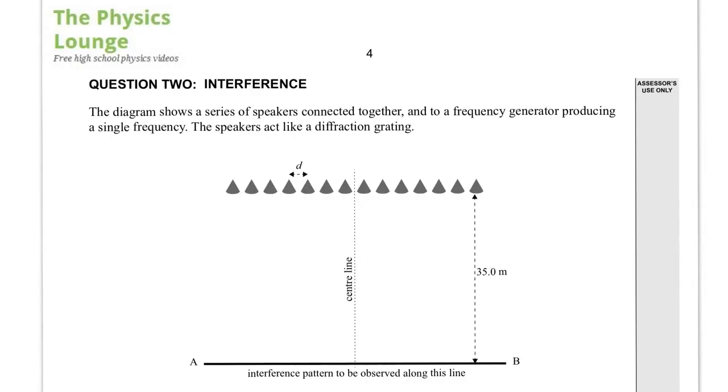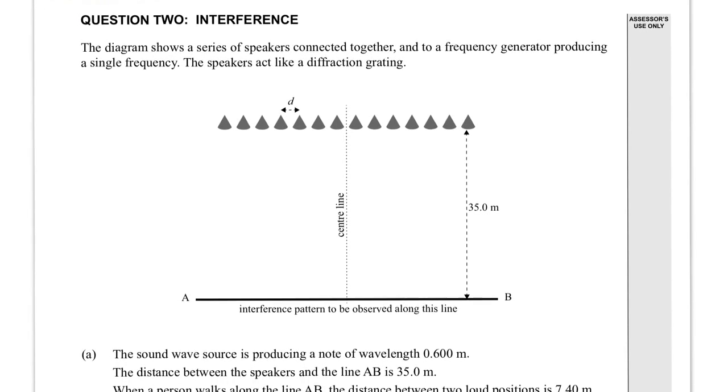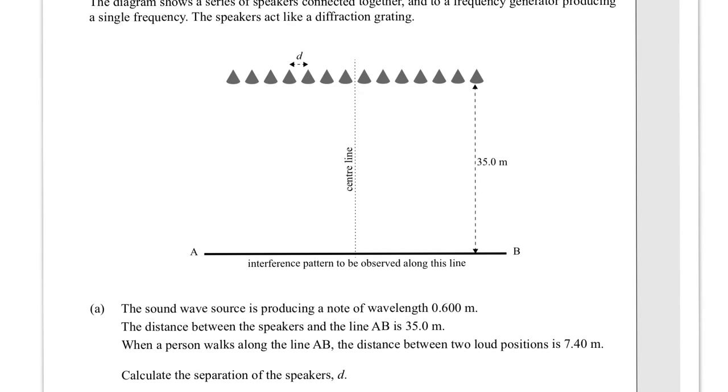Okay, question 2 from the Level 3 2014 Waves paper. Question 2 is interference. The diagram shows a series of speakers connected together and to a frequency generator producing a single frequency. The speakers act like a diffraction grating. So this is a little bit of a different application of the diffraction grating situation. Many point sources essentially.